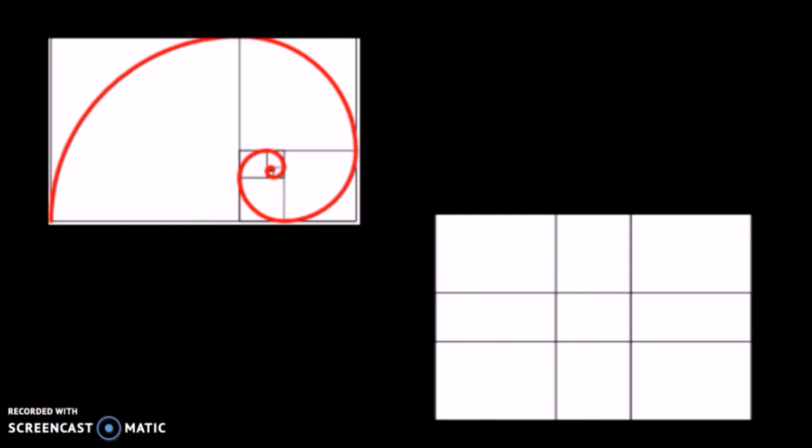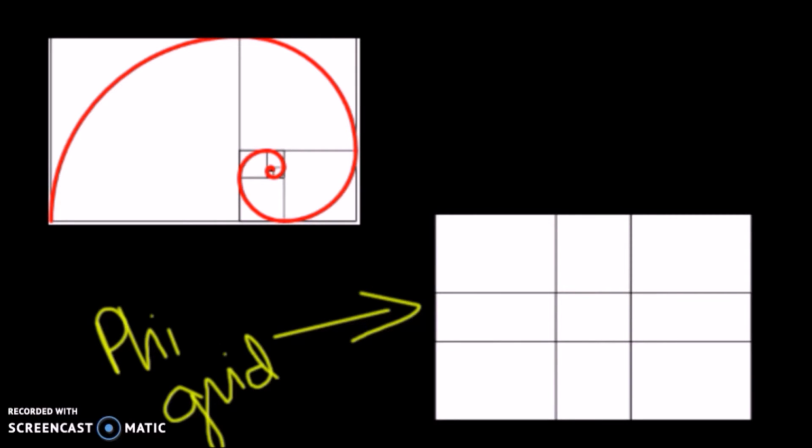There are two ways to use the golden ratio, the phi grid or the golden spiral. This is the phi grid, and this is the golden spiral.